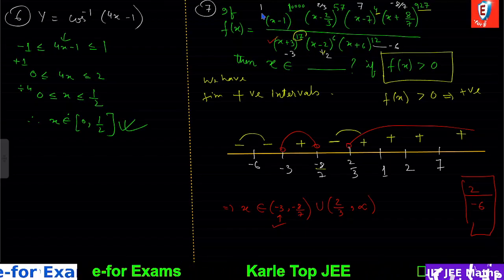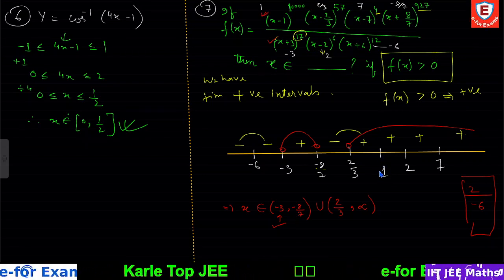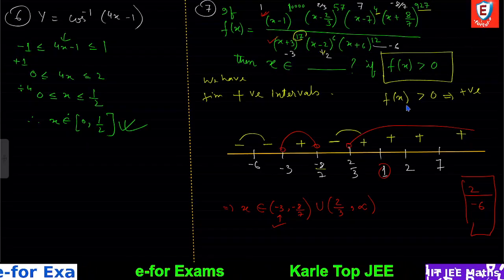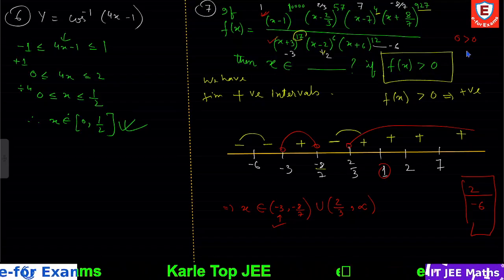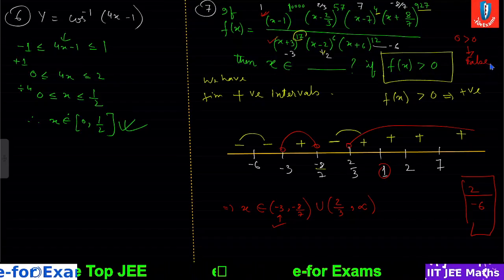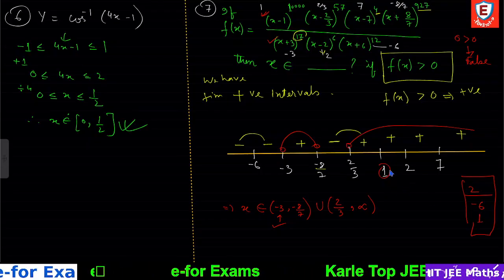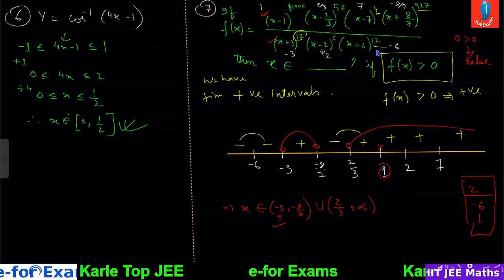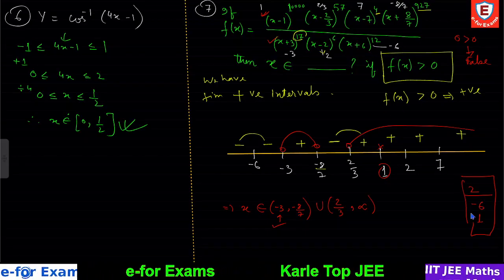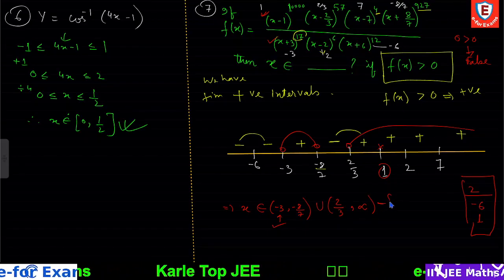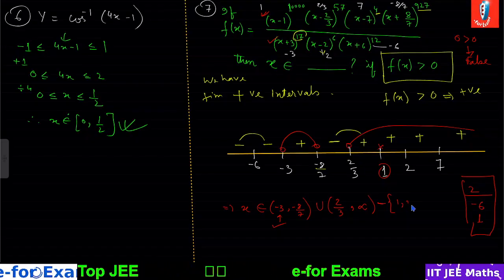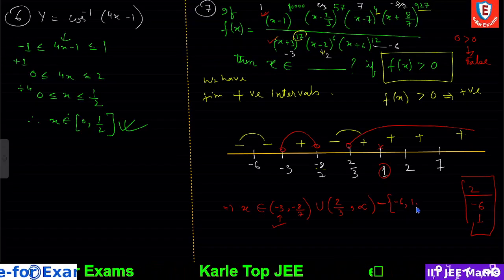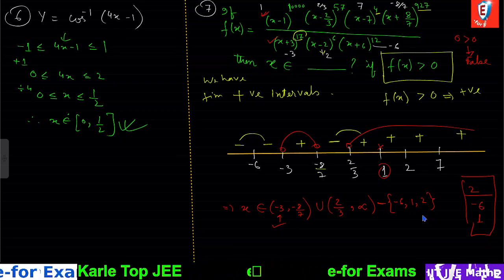Now let's check the numerator. If I put 1 here, 1 is there, right? So if I put 1 in the numerator, everything will become 0. 0 greater than 0 is false, since f of x is greater than 0. So 1 also should be excluded. 2 is already excluded. Minus 6 already. So from this we will exclude this discrete set 1, 2. Let's write the negative first. Set of minus 6, 1 and 2. This discrete set should be excluded. This is the answer.